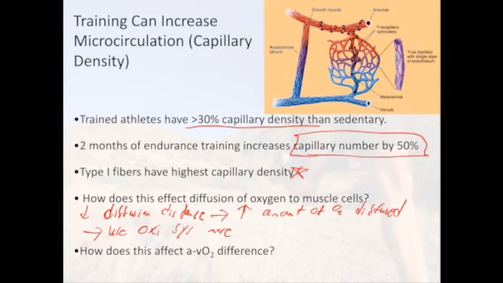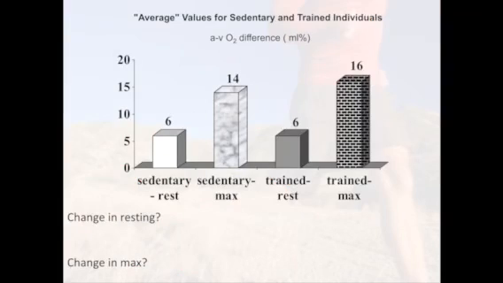Right? And so then this would have to affect AVO2 difference, right? If we diffuse more oxygen, that means we have a lower oxygen value when it gets to the venous side. So it's a big part of what increases AVO2 difference. Okay, and here's some numbers to show that. At rest, there's no difference in AVO2 difference, sedentary to trained. So no change there. But what about at max? We go from 14 to 16. So there's definitely an increase there, partially driven by the capillaries. We'll talk about some other reasons as well.